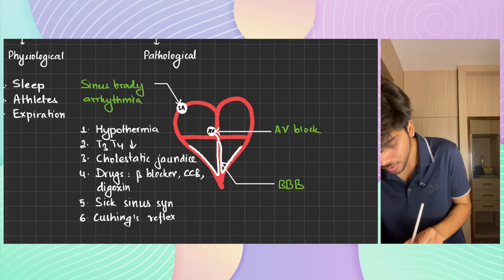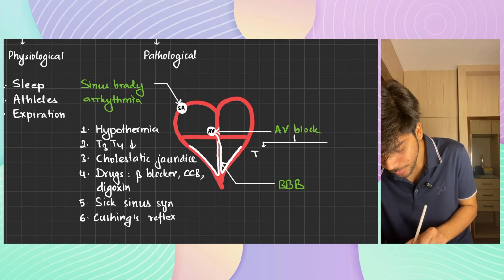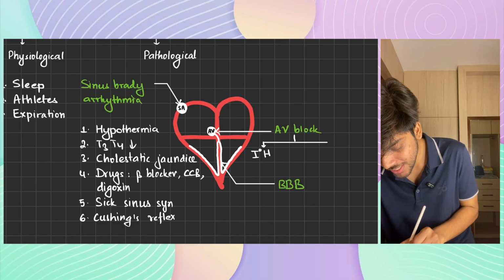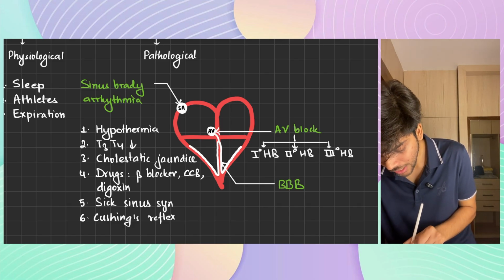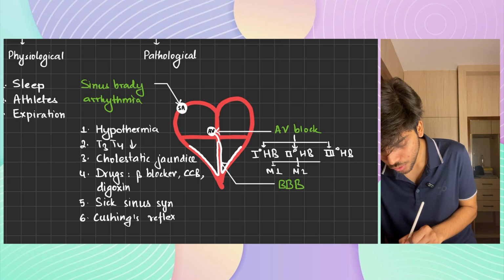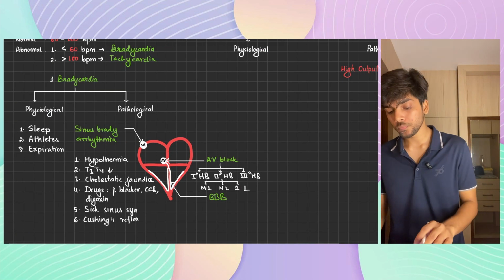Under AV block, we have primary heart block, first degree heart block, second degree heart block, and third degree heart block. Under second degree heart block, we have Mobitz type 1, Mobitz type 2, and 2:1. So that's bradycardia for you.